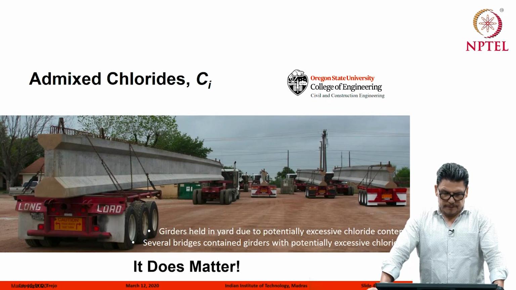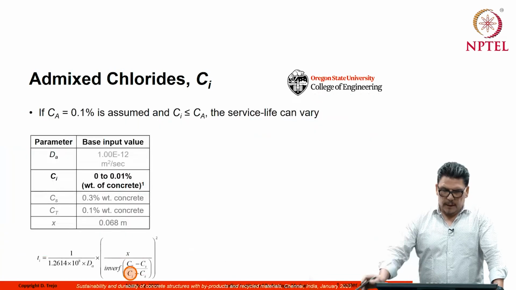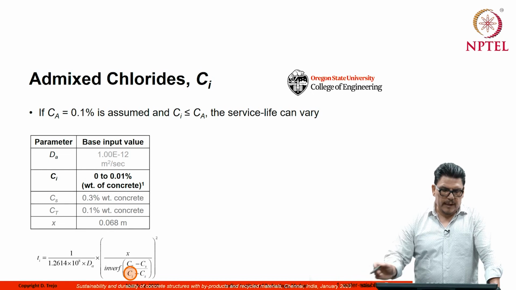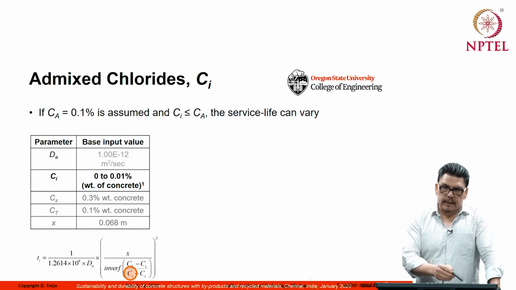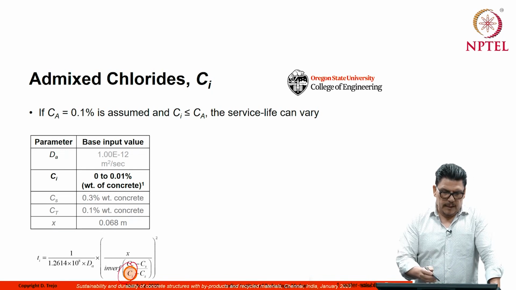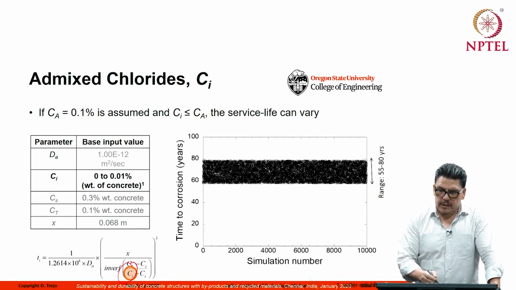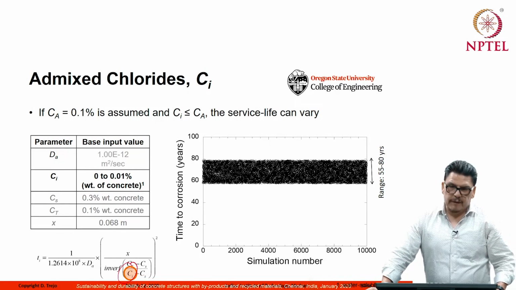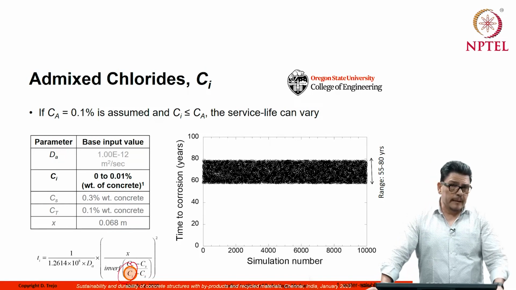Let's see. So it does matter. Let's look at what happens if we change our admix chlorides, our allowable admix chlorides. Here we just varied it from 0.0 to 0.01% by weight of concrete. You can see that this particular one is down here in the time to corrosion equation. If we vary it, you can see it's pretty tight, ranging from about 55 to 80 years. But that's still a significant difference.